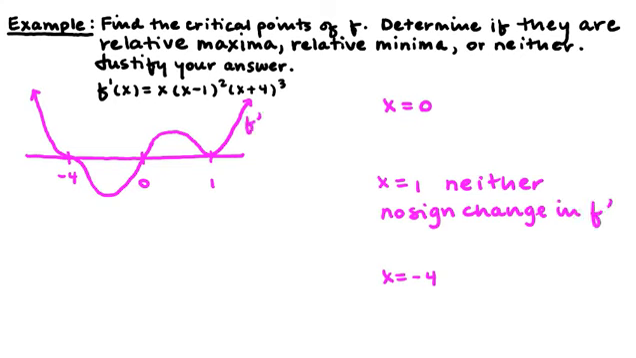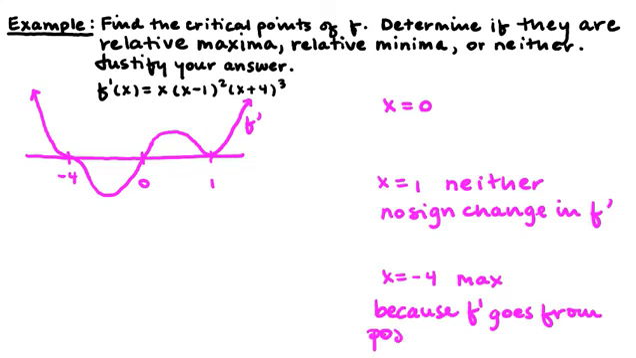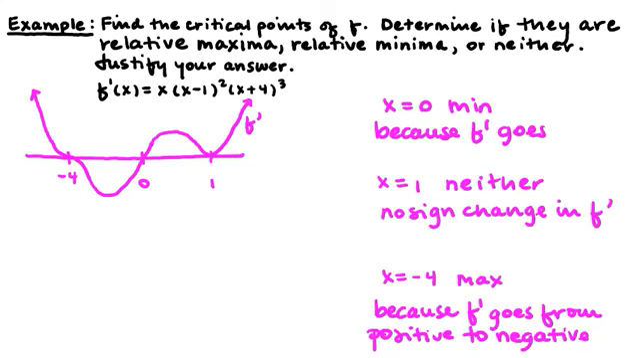Okay, I'm going to remember to label that f prime. Eventually, I'll remember to label these. Okay, let's see. Rather than asking you about a specific point, maybe I'll ask you, which one is the relative maximum? x equals negative 4. Yes, okay, it's a relative maximum because f prime goes from positive to negative. And at the same time, I'll say x equals 0 is a minimum because f prime goes from negative to positive.